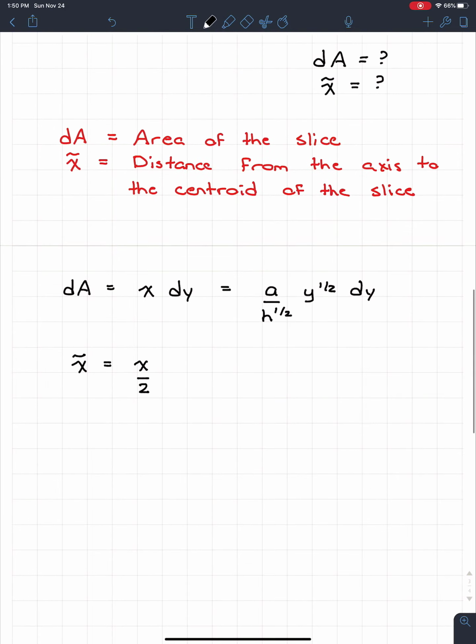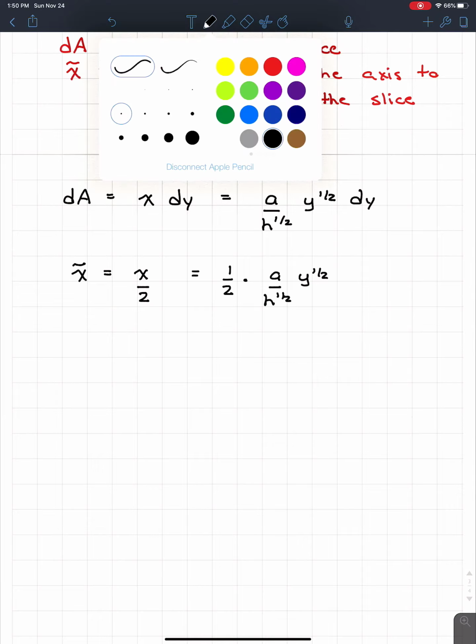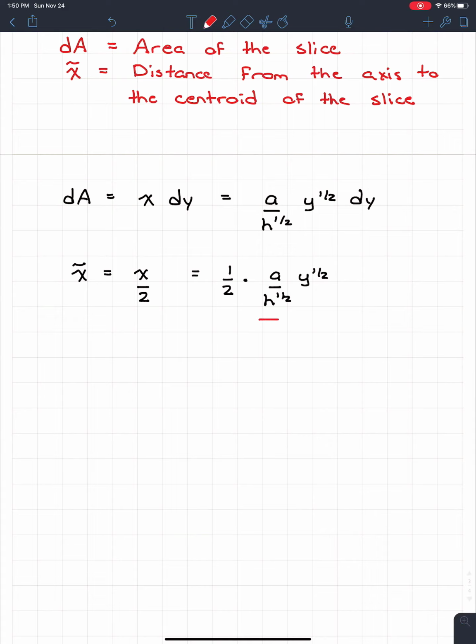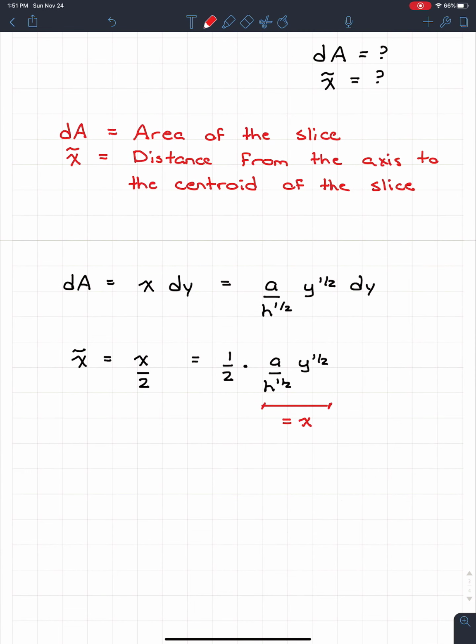But again, we know in our formula we can't use x, because everything is going to be in terms of y. So what we're going to have to do is substitute that in. So we're going to get 1/2, that's just the x over 2, and then we multiply that by a divided by h to the 1/2, y to the 1/2. Or sorry, no dy, because that's the dA. So I'm just going to put right here so you guys can see: this right here is equal to x.